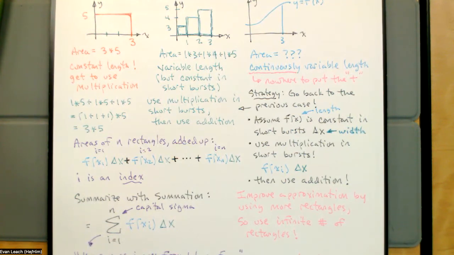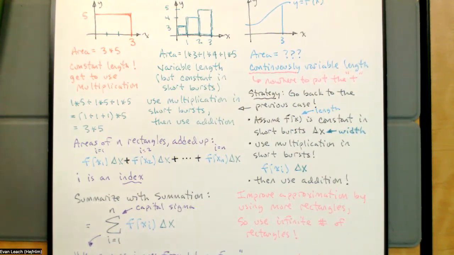Any questions on the thinking behind this? We need to understand the thinking behind the integration. Integration is multiplication, but one of the factors is continuously variable. The way we deal with it is to take the continuously variable factor and make it constant in short bursts so that we can use multiplication. And then we just add up. The weird thing is that we're adding up over a continuum. There's nowhere to put the plus signs because there's no next thing.